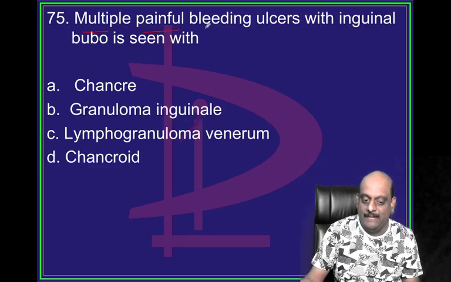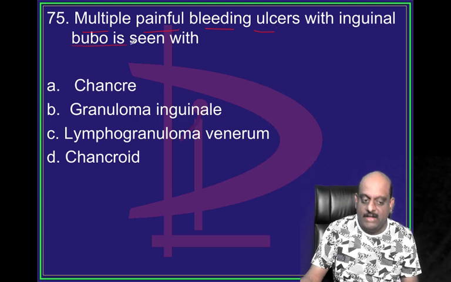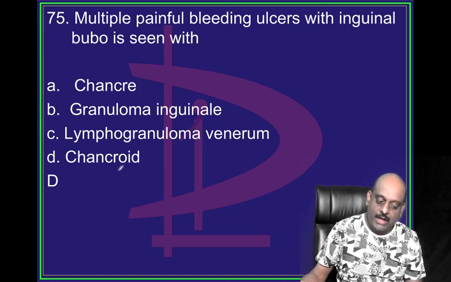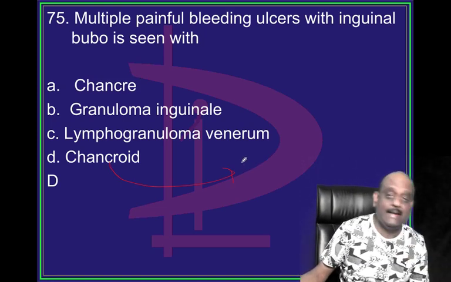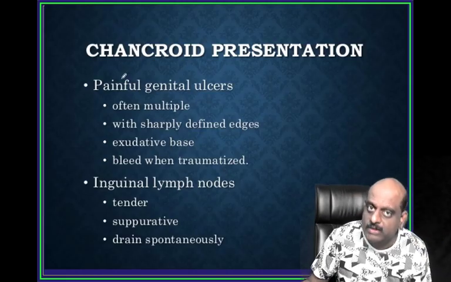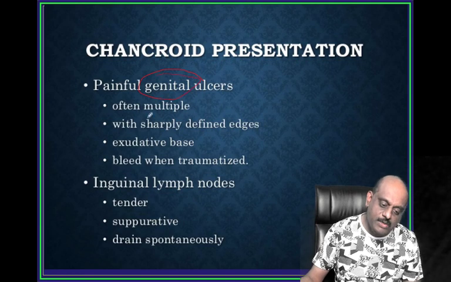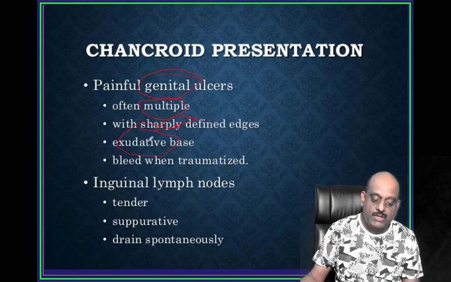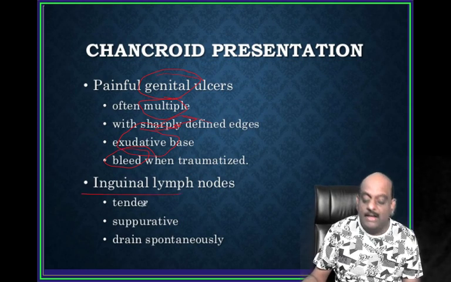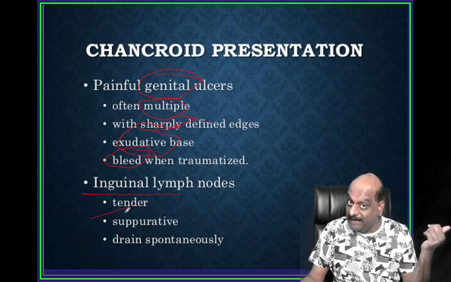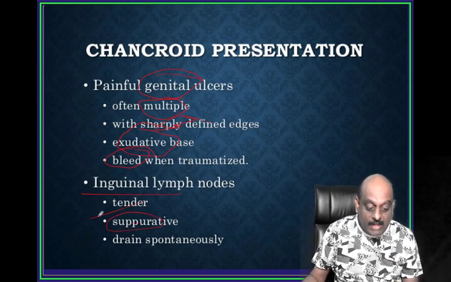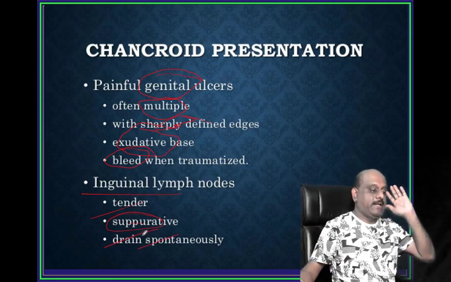Multiple painful bleeding ulcers, inguinal bubo. Where do we see? Chancroid. Chancroid is painful, chancre is painless. Please don't forget. So chancroid presents with two things. Painful genital ulcers, which are often multiple, sharply defined edge, exudative base, bleed when traumatized. Inguinal lymph nodes are also tender like LGV. Like LGV, even in chancroid, they are suppurative and they drain spontaneously.